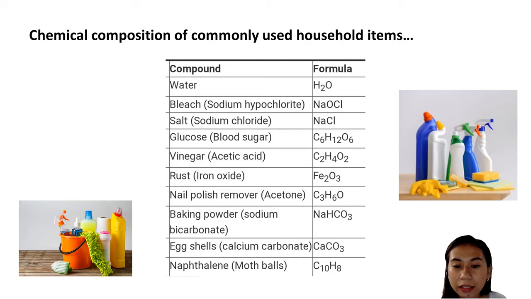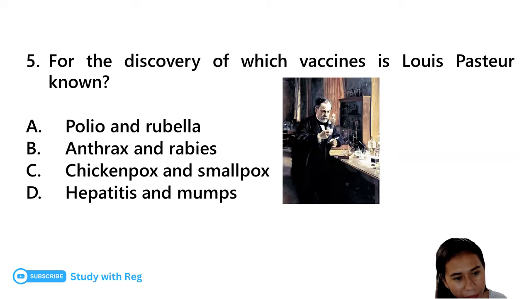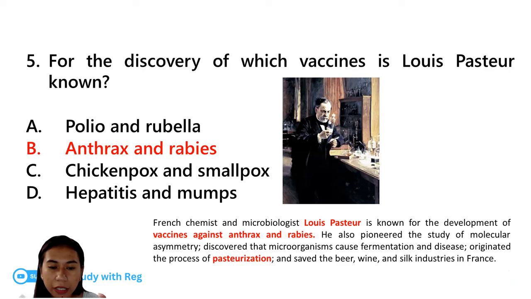Next, number 5. Are we still okay? Number 5, for the discovery of which vaccines is Louis Pasteur known? That's for anthrax and rabies. French, this Louis Pasteur, a chemist and microbiologist known for the development of vaccines against anthrax and rabies. He also pioneered the study of molecular asymmetry, discovered that microorganisms cause fermentation and disease, originated the process of pasteurization, the one for milk, and saved the beer, wine, and silk industries in France. That's your lolo, Louis Pasteur.